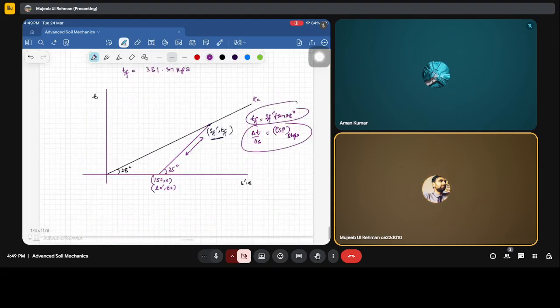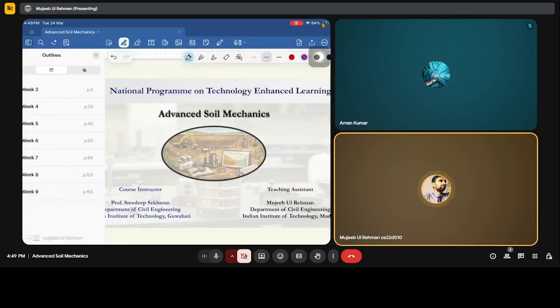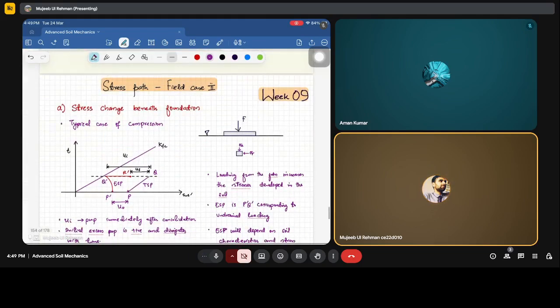So, a brief recapitulation of what we did in this session. We started with the stress path for the field case, where we discussed the stress change beneath a foundation. If the failure occurs during the excavation or the construction of the foundation, the soil has failed. But if we give some time to the foundation after it is built, there is a dissipation of the pore water pressure. As a result, the factor of safety gets increased.